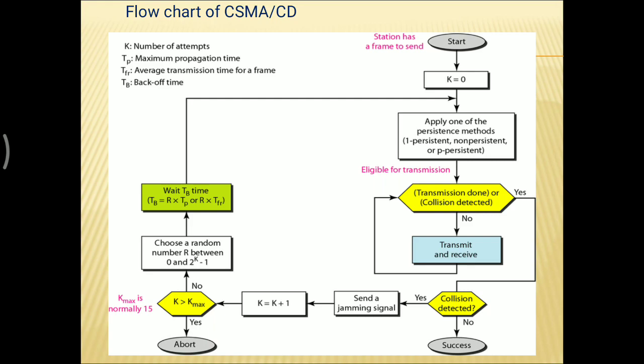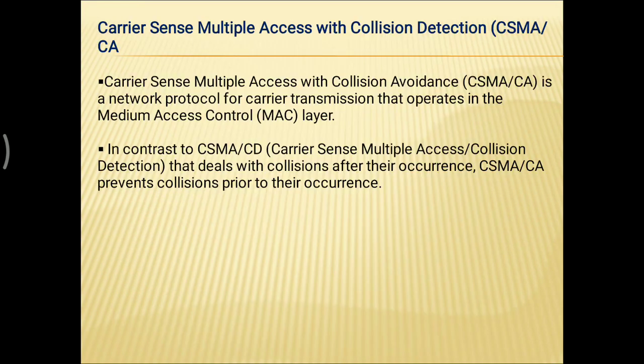Now, this is the problem: if the k max is completed, simply it will be aborted. That means the collision occurred and the sending of the frame is not completed. So we evolve the next method, that is CSMA/CA, Carrier Sense Multiple Access with Collision Avoidance.